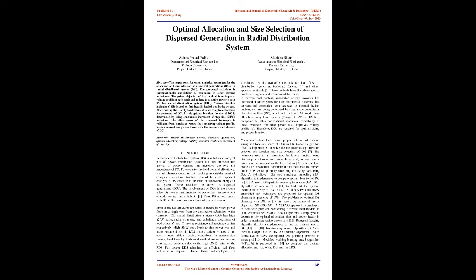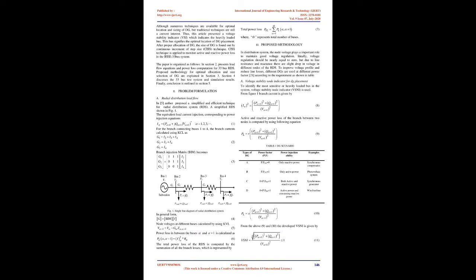Most of the DS structures are radial in nature, in which power flows in a single way from the distribution substation to the consumer 3. Radial distribution system, RDS, has high R/X ratio, radial structure, and unbalanced conditions of load, wherein R and X are the resistance and reactance of line respectively. High R/X ratio leads to high power loss and more voltage drops. In RDS nodes, sudden voltage drops occur under critical loading conditions.